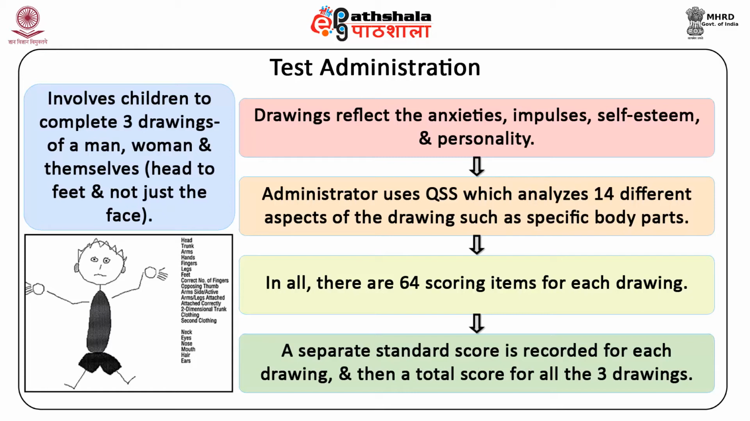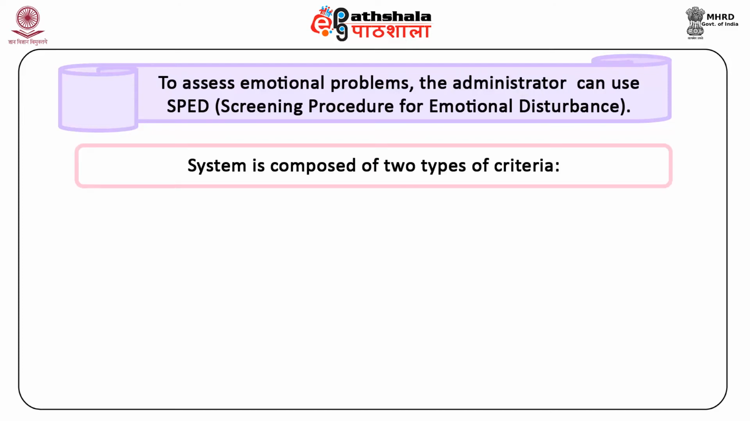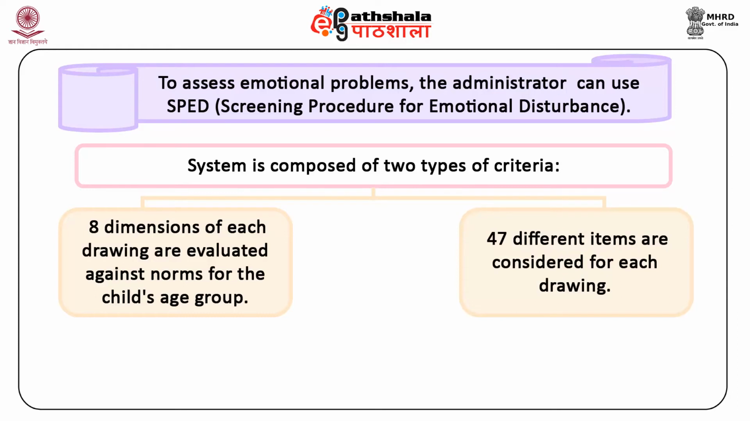A separate standard score is recorded for each drawing and then a total score for all the 3 drawings. To assess the test taker for emotional problems, the administrator can use SPED, screening procedure for emotional disturbance. This system is composed of 2 types of criteria. For the first type, 8 dimensions of each drawing are evaluated against norms for the child's age group. For the second type, 47 different items are considered for each drawing.